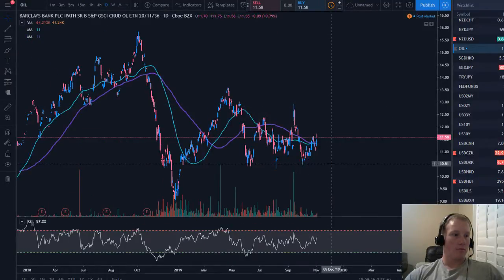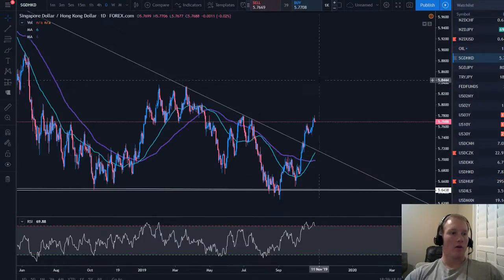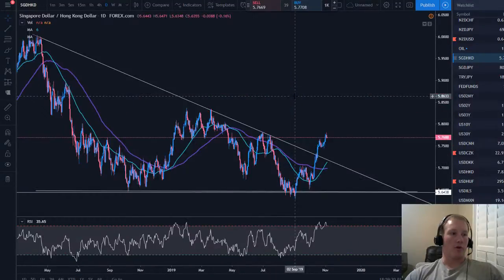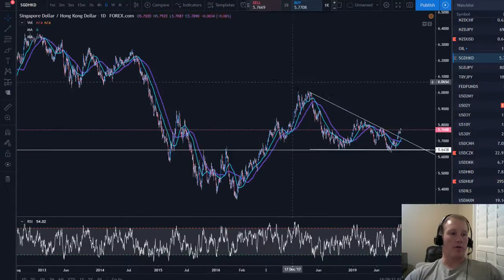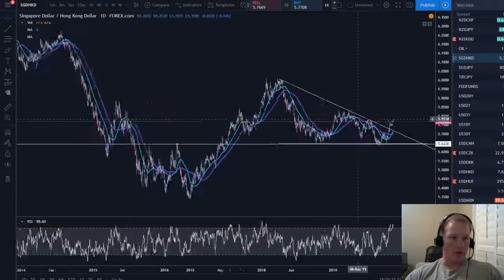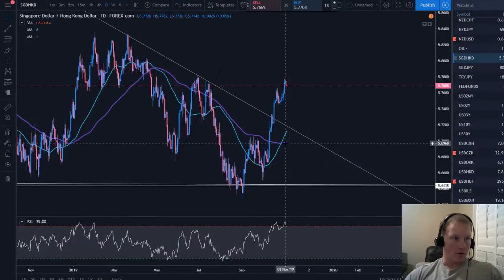Oil. Looks like a descending triangle to me. Singapore dollar, Hong Kong dollar, big breakout on this. I was bearish. I thought this was going to hold. Descending triangle, nope. So I expect a retracement.